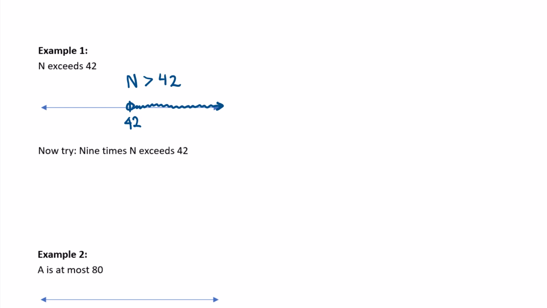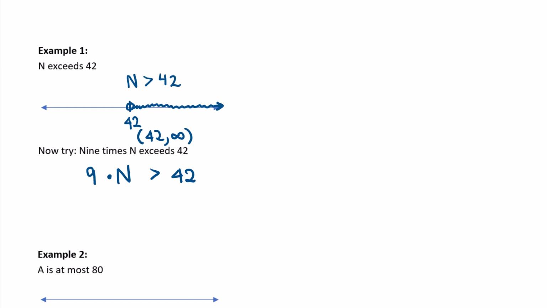Now let's look at 9 times n exceeds 42. How would you write that? Let's translate this from English to a math inequality. We take 9 times n and we say that is greater than or exceeds 42. In interval notation, this inequality would be from open parenthesis 42, comma, infinity, close parenthesis.